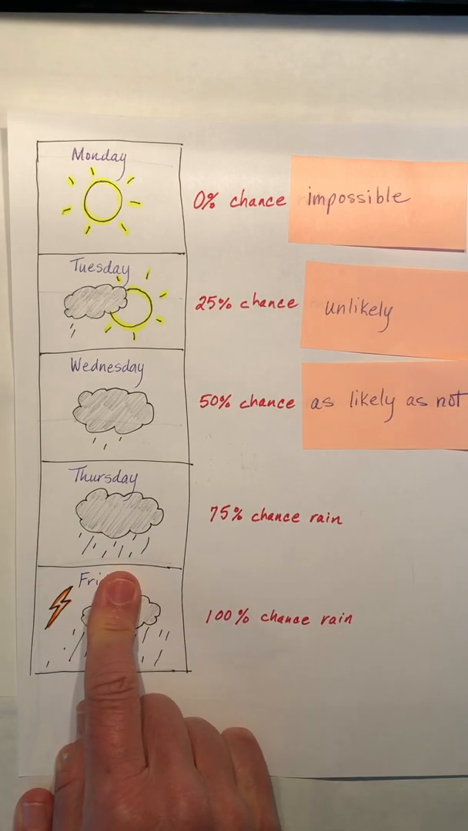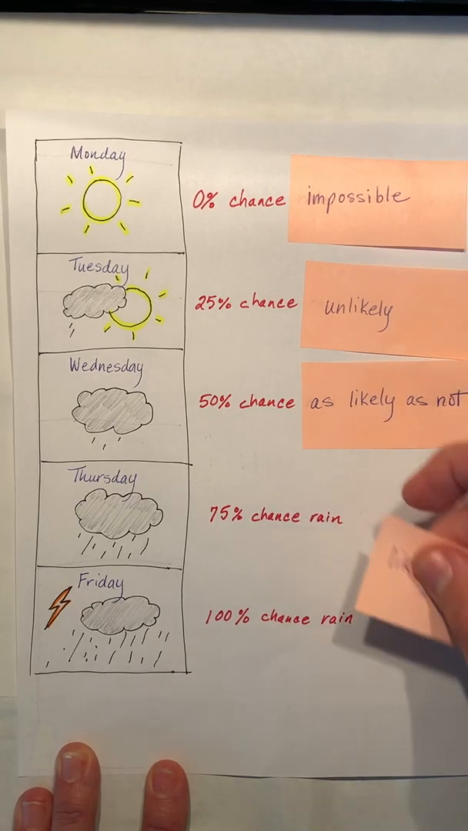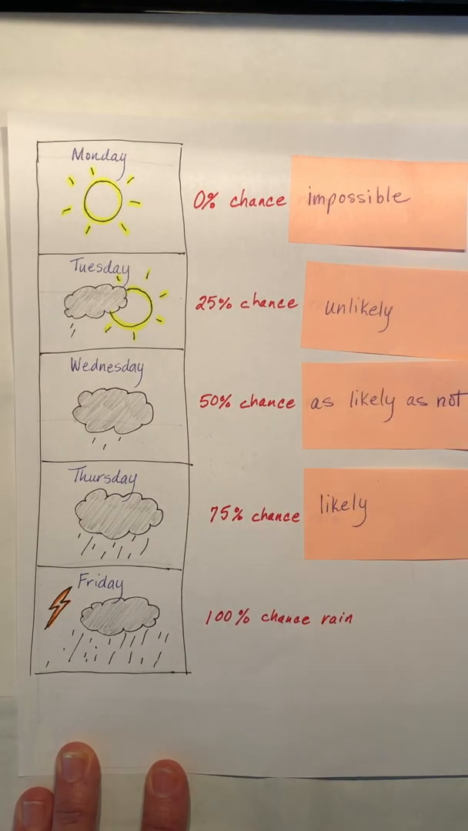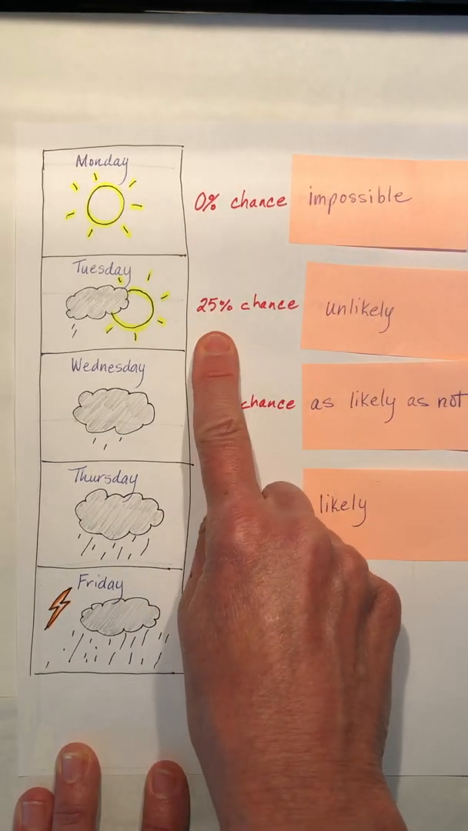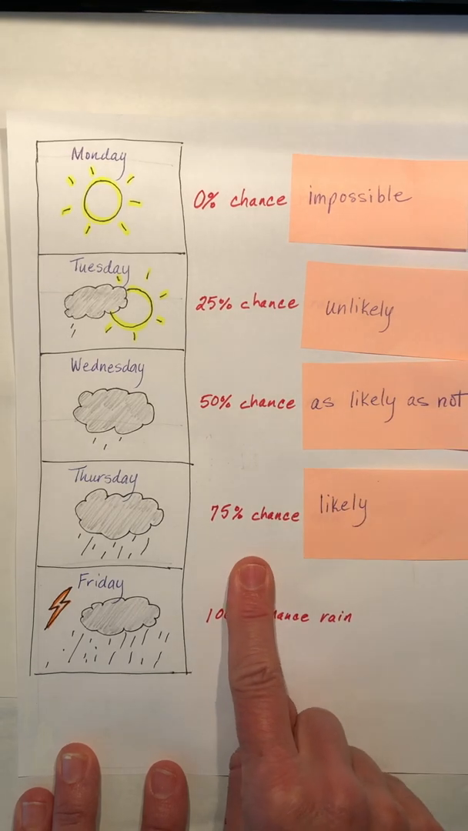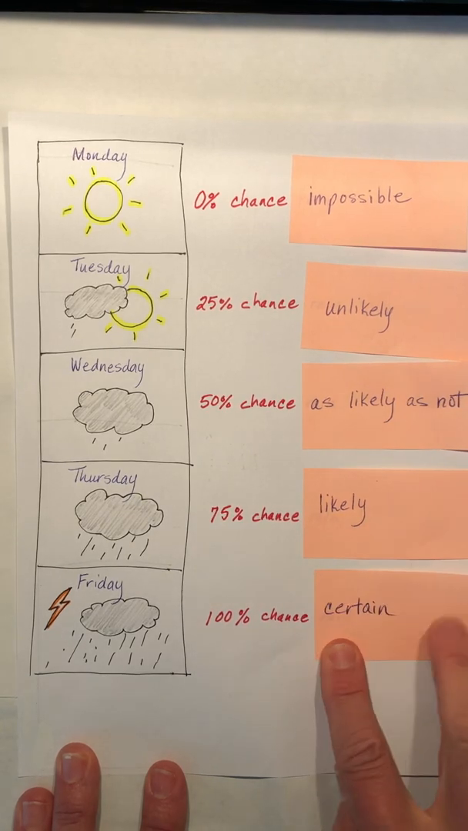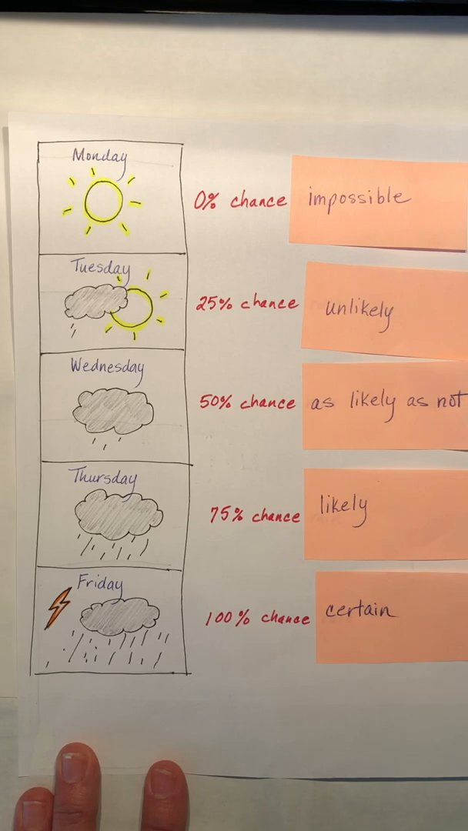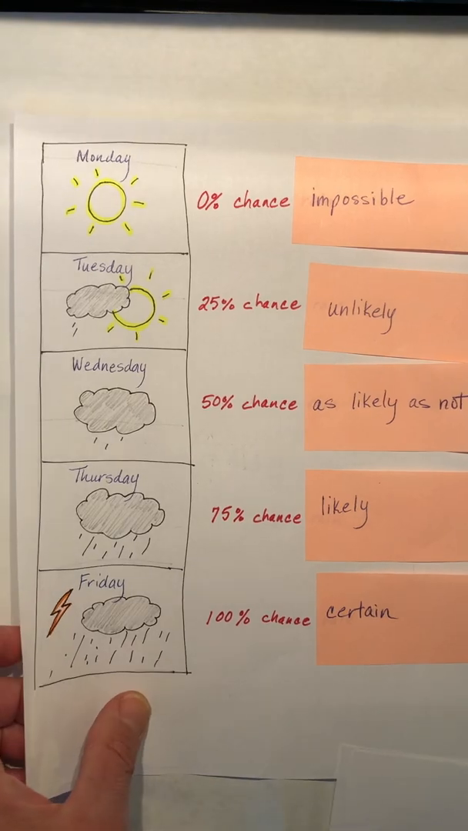Thursday's not looking like a great day. There's a 75% chance of rain. And the word we use for that, when there's a pretty good chance like that, we say that it is likely. So again, you've written down that 0% chance means impossible, 25% chance means unlikely, 50% chance means as likely as not, 75% chance means it's likely, and 100% chance means it is certain. There is absolutely no doubt that something's going to happen. So there's the terminology that we use when we're just speaking in general terms about probability.